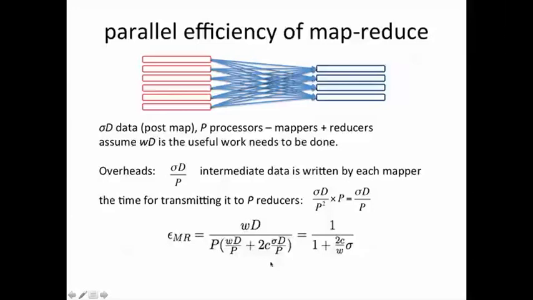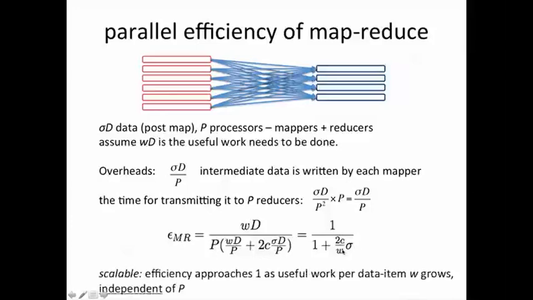Simplifying this parallel efficiency, we get an expression which is surprisingly independent of p, though dependent on W and sigma in an important way. It's nice that it's independent of p because it indicates that the MapReduce process is scalable. You can get large efficiencies even with large numbers of processors. There is no dependency of the efficiency on the processors. However, it is dependent on sigma and W.